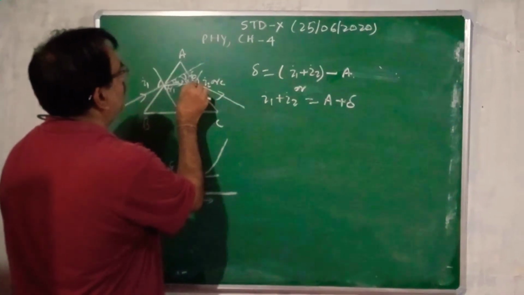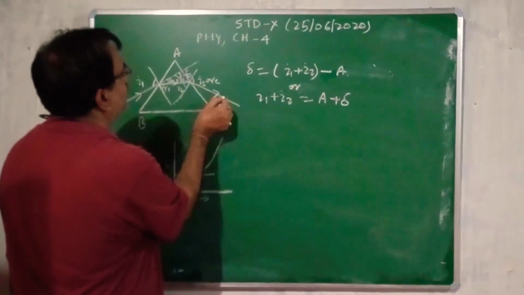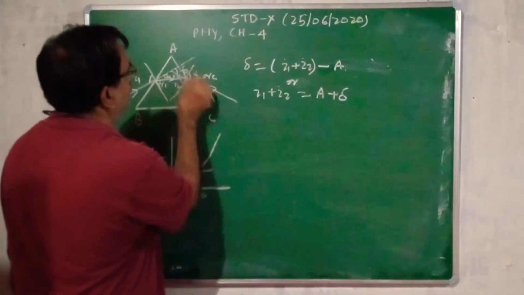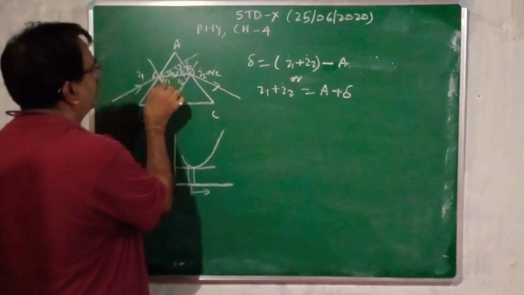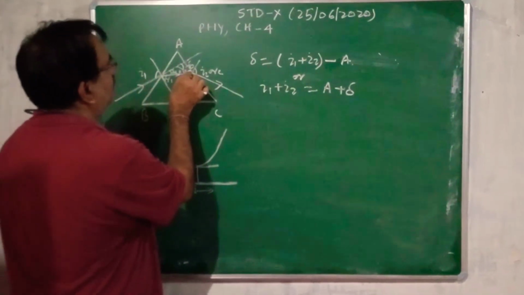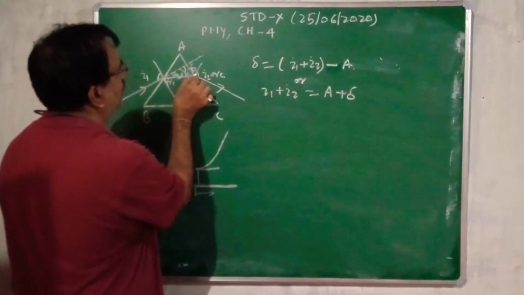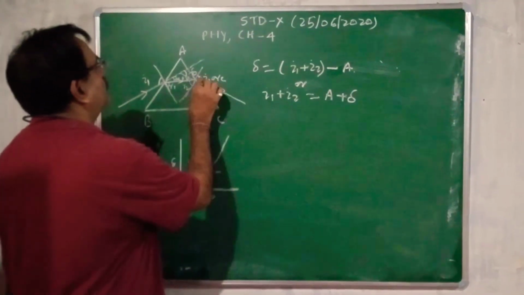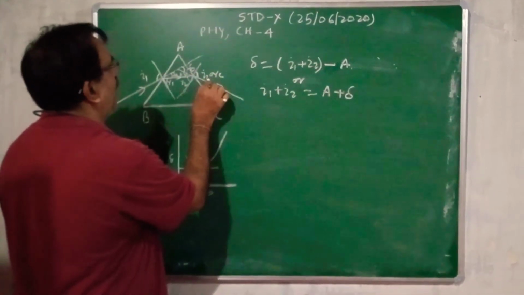Here also, this is from glass to air, so the emergent ray goes away from the normal. You can see this refracted ray bends towards the normal, but when it comes from glass to air, it bends away from the normal, this is the normal for this part. So angle of incidence I1, angle of emergence I2.